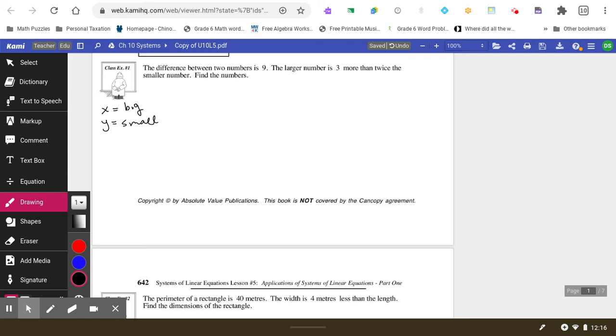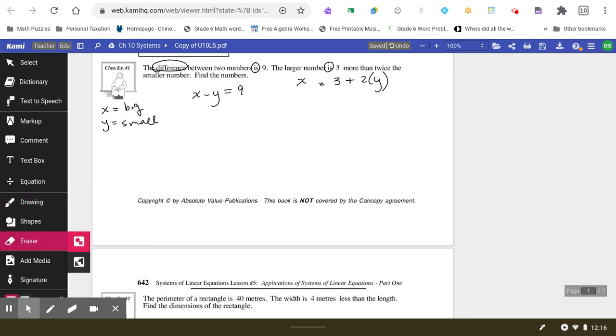Okay, now here we go. Every word in English means something in math. The difference means you're going to have to subtract. Between the 2 numbers is 9. So if you took the big and you subtracted the small, you would get 9. The word is means equals. Okay, next sentence. The larger number, that would be x, is means equals 3 more than means plus. Twice means I times it by 2, the smaller. There you go. So you just turn those English words, you translate them into symbols for math.